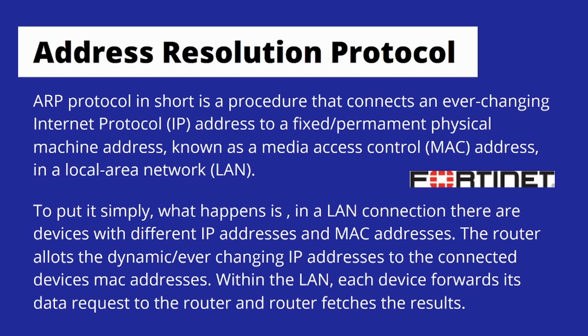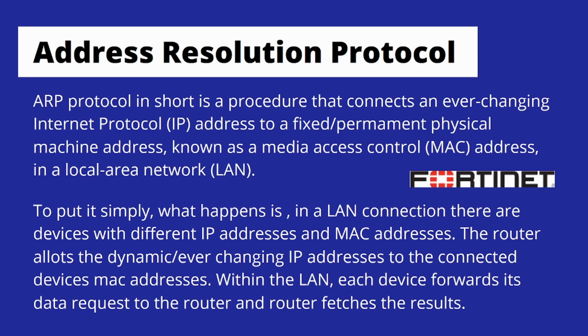Address Resolution Protocol. ARP, in short, is a procedure that connects an ever-changing internet protocol address to a fixed, permanent physical machine address. It's also known as the MAC address, Media Access Control address, in a local area network. To put it simply, in a local area network connection, there are devices with different IP addresses and MAC addresses. The MAC address is permanent. The router allots dynamic, or ever-changing, IP addresses to the connected devices' MAC addresses within the local area network.